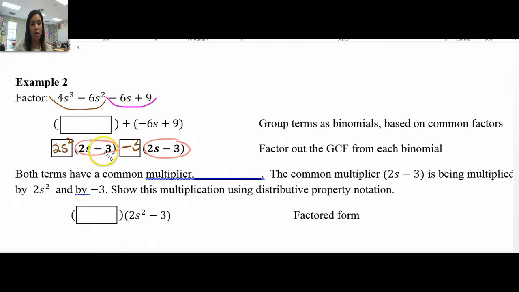Okay, so from there, both of these are factors. They're the same, so I could take them out. So I would have 2s minus 3, and then what's left over?